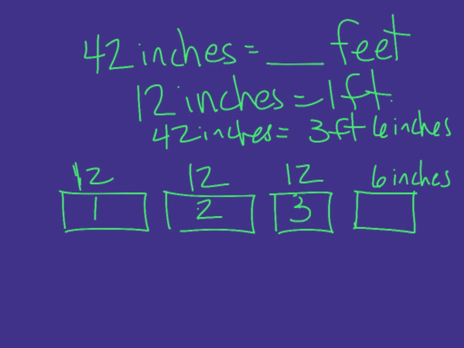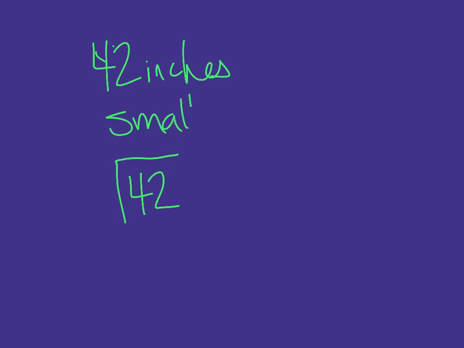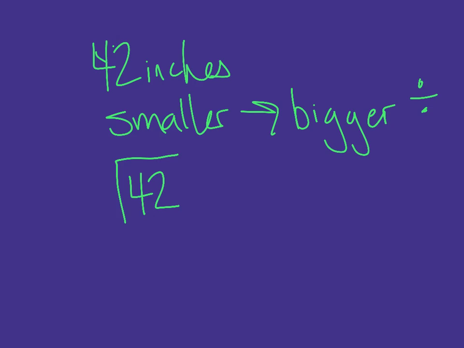There's even more. If I'm still talking about 42 inches, I can do it mathematically, right? I don't have to draw pictures all the time. I can say 42 is my number, and I'm going smaller to bigger in my units of measurement. So smaller to bigger, I'm not going to multiply. What's the opposite? Remember the inverse operation, right? I divide. So I'm going to divide. 42 divided by what? Well, how many inches are in a foot? 12, right? We got this. So 42 divided by 12.